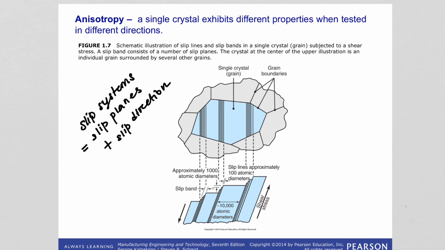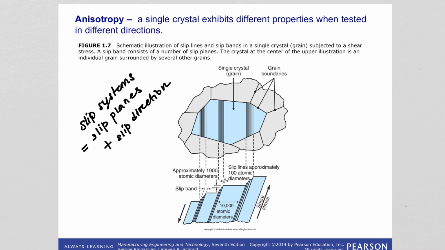FCC structure, on the other hand, has 12 slip systems, and FCC and HCP are the most packed crystal structures. Therefore, slip is easier, meaning it will require lower shear stresses compared to BCC, and has good ductility and moderate strength, such as these metals, remember, aluminum, gold, copper, silver.